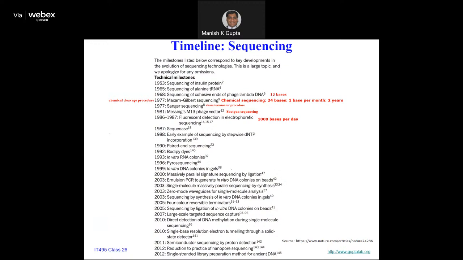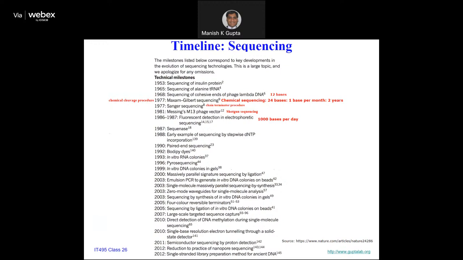And now if you look at the current technology, you can do a whole human genome in a couple of hours. That kind of difference, which is about 3 billion base pairs, you can read so fast. You see how technology evolves. It's a very, very important thing.